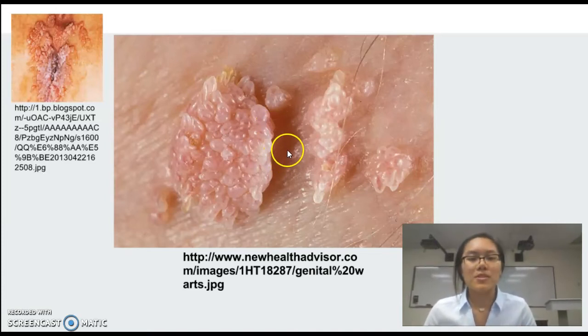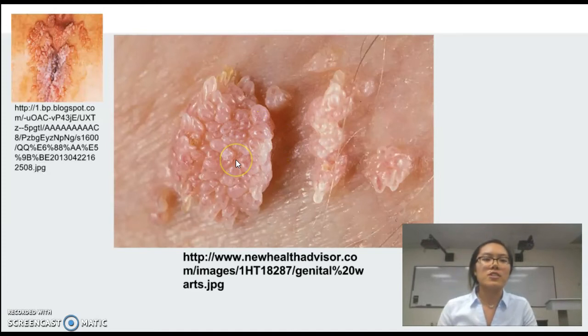And the wart can last up to 3 to 8 months. So the time from infection to the growth of warts varies. You might be infected one day, and then 2 weeks later you will have the wart, or 3 to 8 months later you'll have the wart.